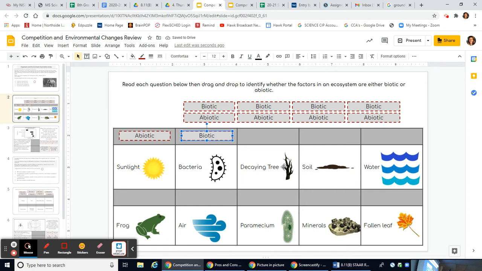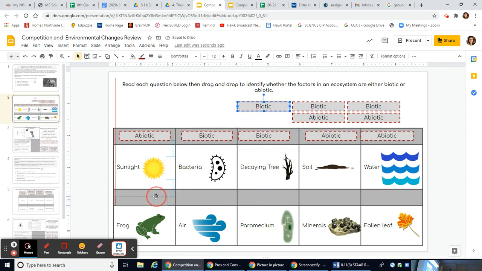A decaying tree, so that is biotic, it's once living. So we also identify biotic as living or once living. Soil is going to be abiotic because it's non-living. Water is abiotic because that is non-living, it's not alive. A frog, for sure, is biotic. Air is going to be abiotic. Remember, that's also referred to as the atmosphere.